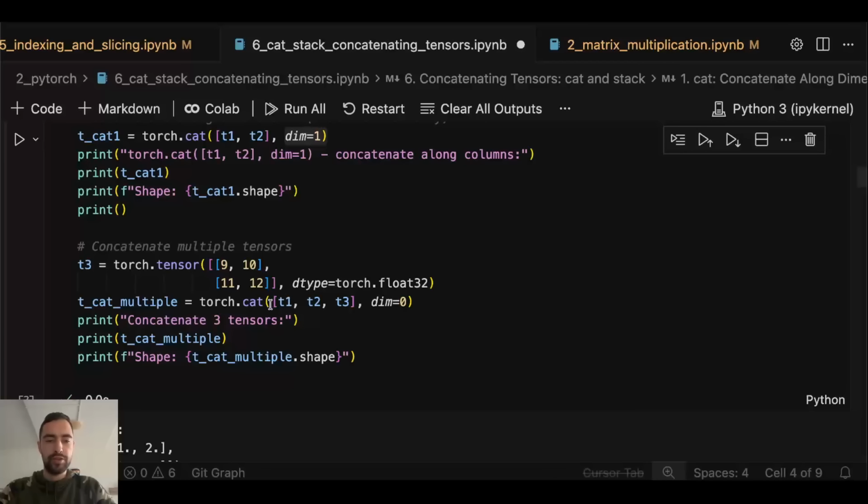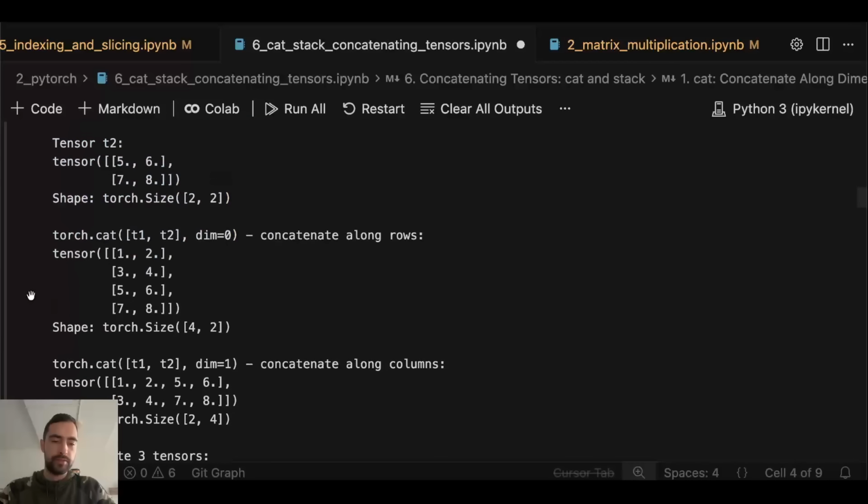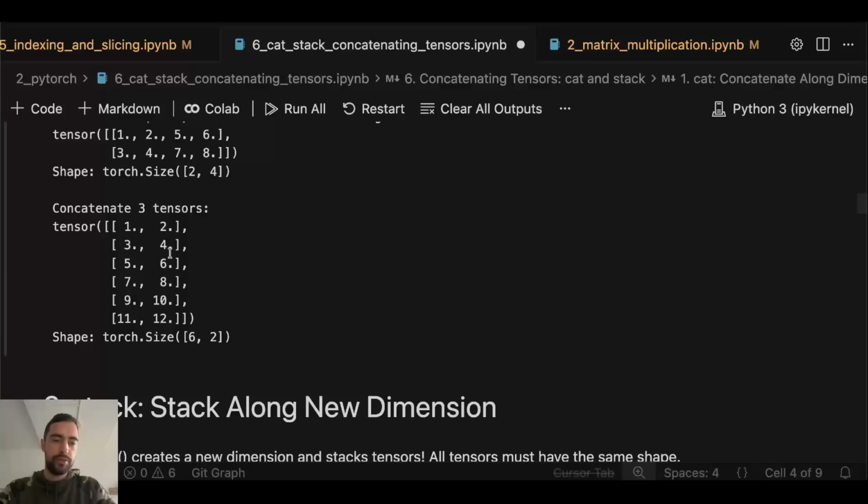You can also concatenate 3 tensors, and it's done with torch.cat, I forgot to say. So with 3 tensors, it's going to do the same thing. You're just going to say 1, 2, 3, 4, 5, 6, etc. So the same thing. Now it's 6, 2.